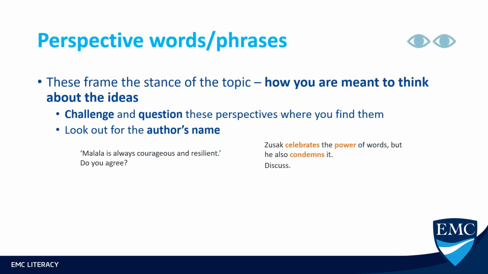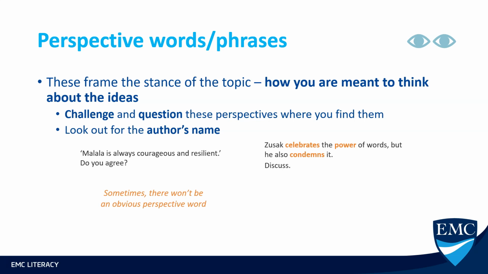Next, we have perspective words and perspective phrases. These frame the stance of the topic. And by this, I mean that these words are telling you how you're meant to think about the ideas. What perspective is being taken? Is it celebration? Is it criticism? Is the author condemning something, or are they warning us? Maybe they're praising something. When you see these words, you can challenge them and question the perspectives. A really good way to find them is to look out for the author's name and see if there's a verb that follows closely afterwards.